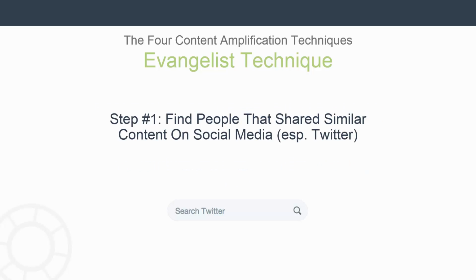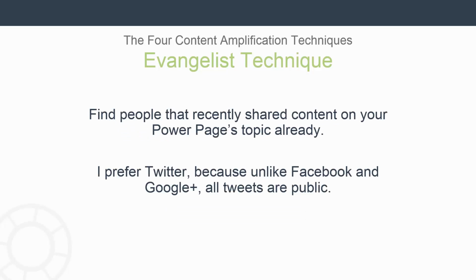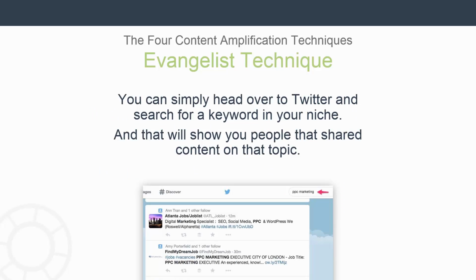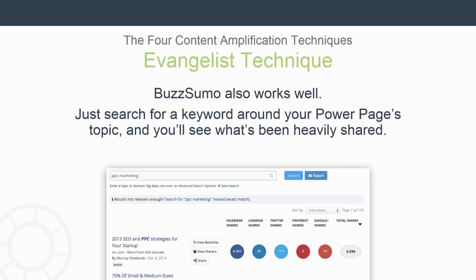So the first step is to find people that have shared similar content to your Power Page on social media, especially on Twitter. I prefer Twitter because, unlike Facebook and Google+, all tweets are public, so they're really easy to find. And to find these people, you can just go to Twitter and search for a keyword in your niche that describes your Power Page, and that'll show you people that shared content on that particular topic.